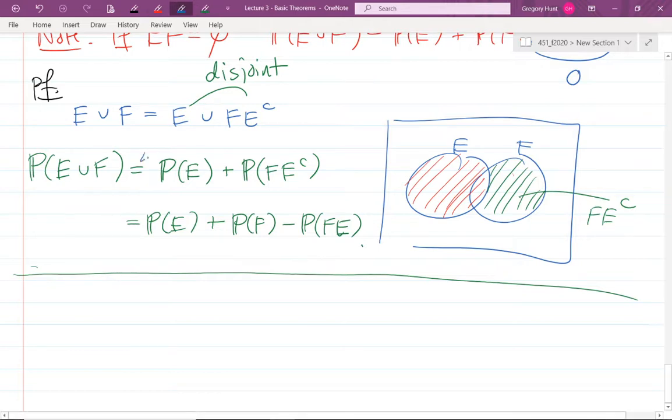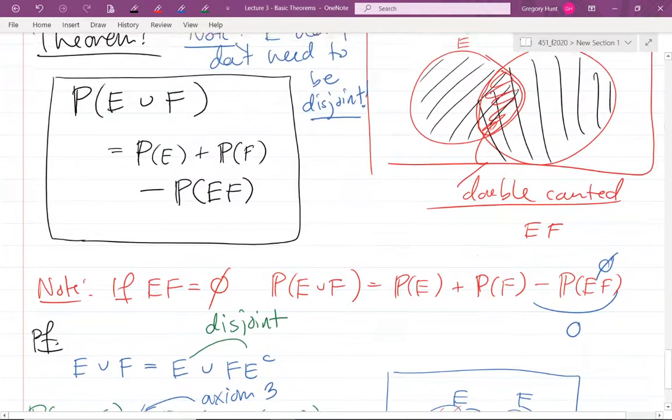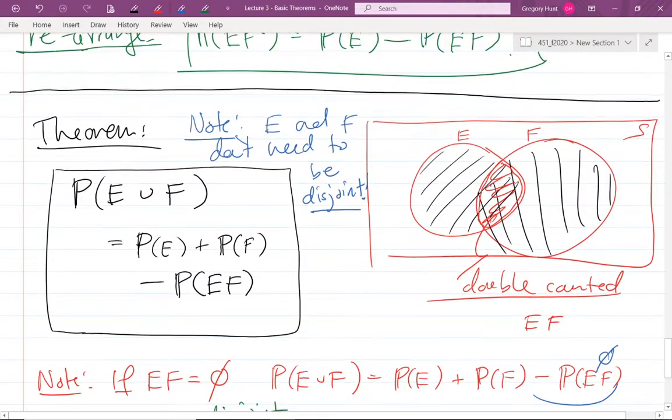So this first equality here is axiom 3, and this second equality here is the previous result, where we expand FE complement to F minus FE complement complement. That is FE. So this is a nice little theorem that tells us how we can calculate the probability of the union of two events even when they're not disjoint.